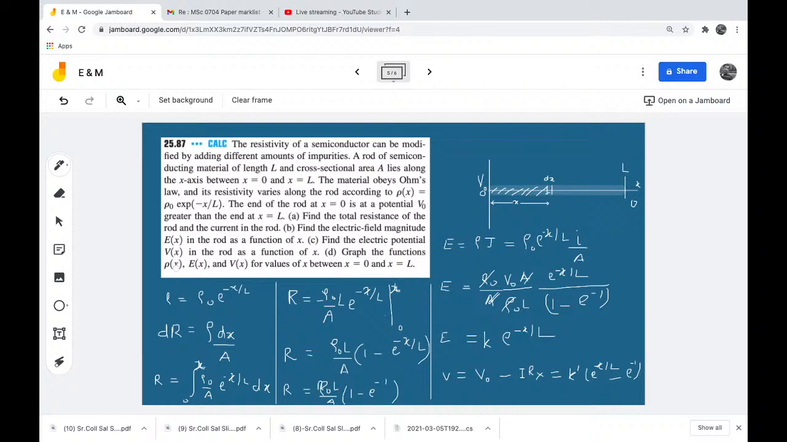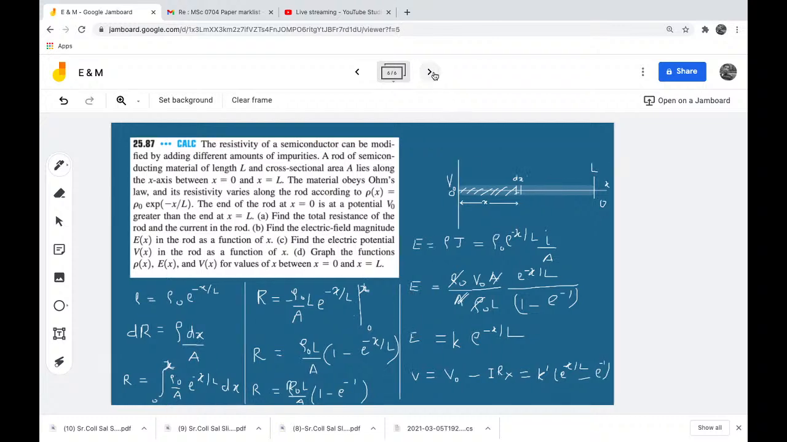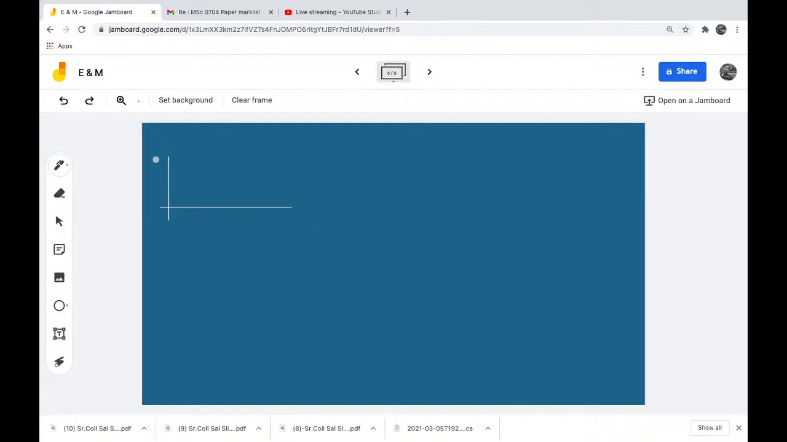Graph the functions rho of x. So first function is rho of x. So rho of x we have already seen, if x is 0, then e power 0 is 1, so rho 0, and x is equal to L, so rho 0 by e. So if you have to plot the first function, rho versus x, it will start with rho 0 and it will drop like this to a value which is rho 0 by e. This is how the first graph will look like.